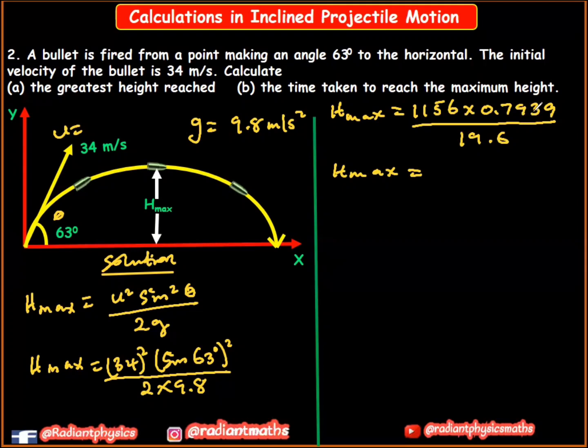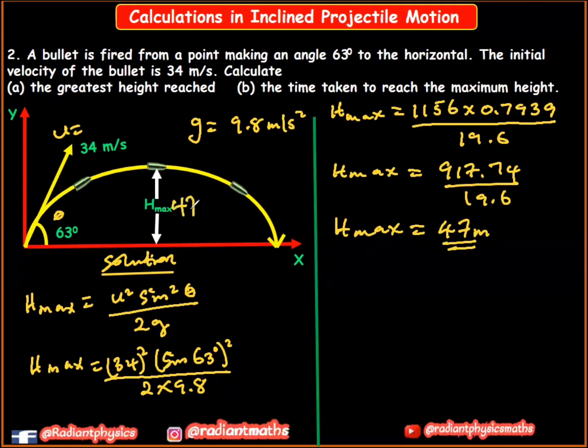And then the maximum height will become 1156 multiplied by this value, so we are having 917.74, and then we should divide by 19.6. When we do that, the maximum height becomes, from the calculator, approximately 47 meters. So this is the maximum height attained by the bullet. So it's 47 meters. And then the second question is the time taken to reach the maximum height.